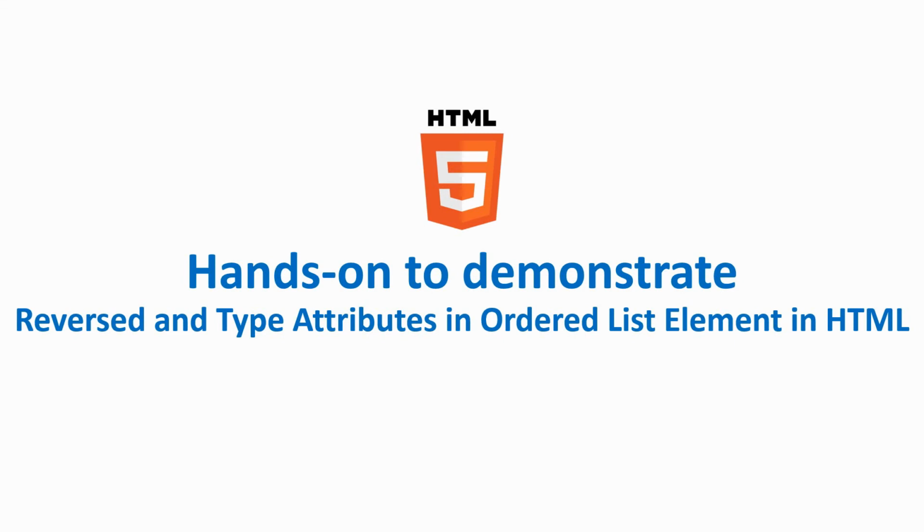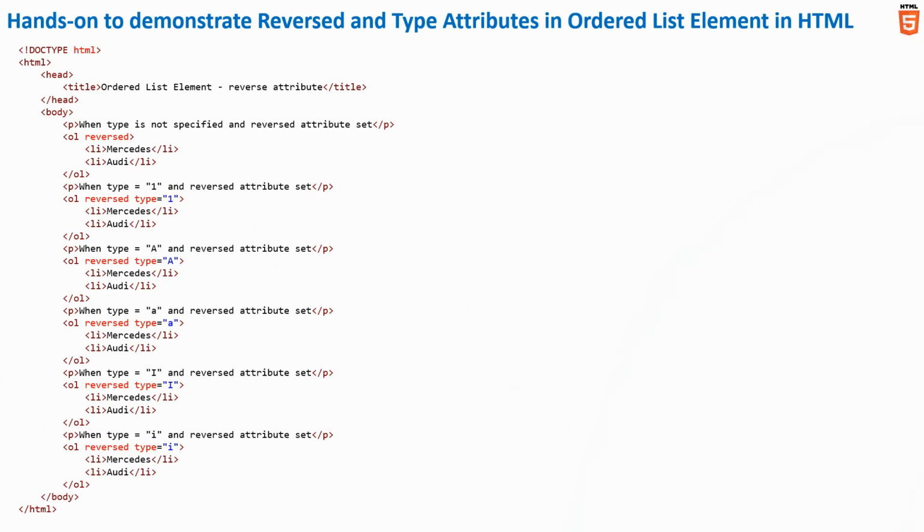Hello friend, in this lecture we will have a hands-on to demonstrate the reverse and the type attribute in the ordered list element in HTML. So friend, let's start. Here we have a sample code where we have used the reverse attribute and the type attribute together. Now to make this example simpler, we have divided it into 6 stages or the 6 steps.